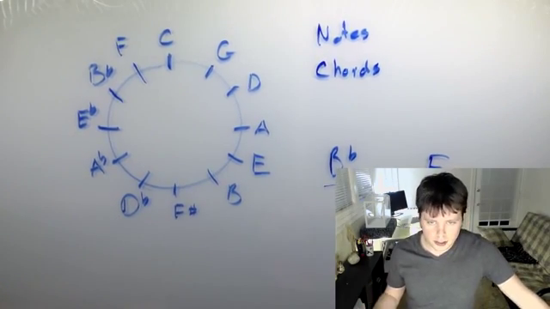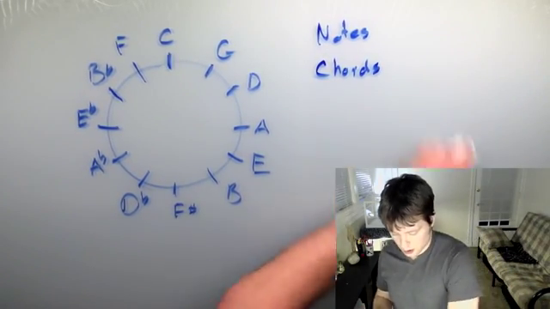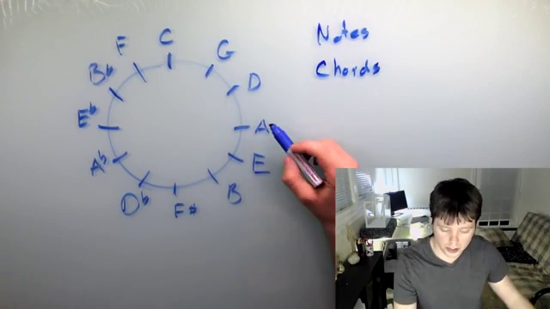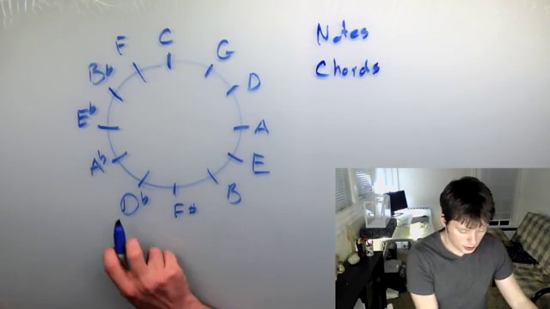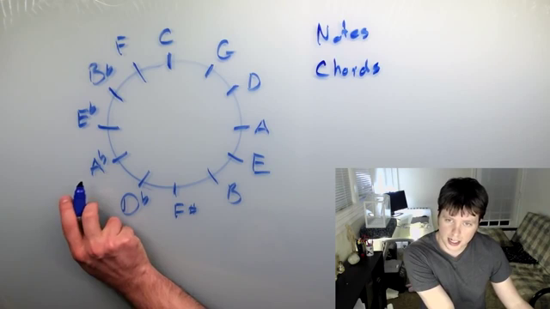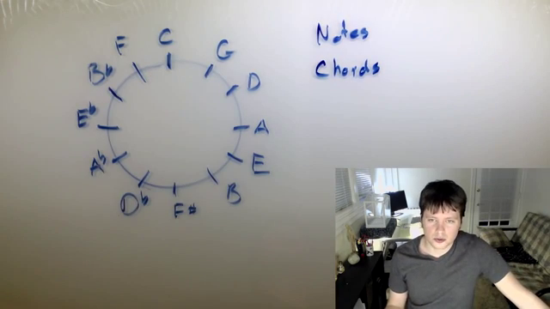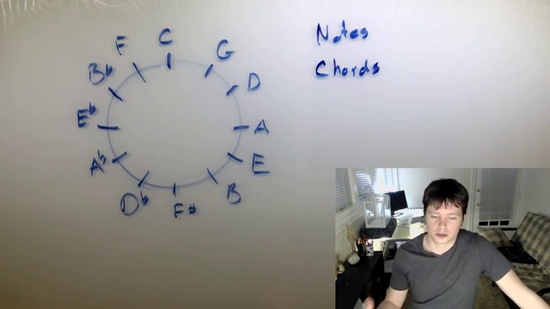And of course, you could do the same thing for any other key. If you're in the key of D, your 5 chord is an A major chord. If you're in the key of D flat, your 5 chord is an A flat chord. So that's a really useful way to use the circle of 5ths in terms of chords.